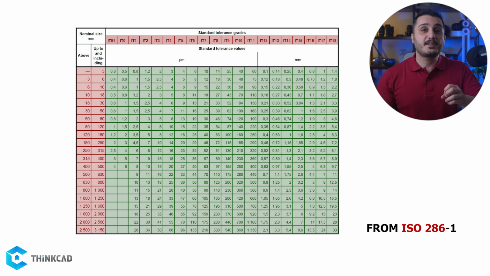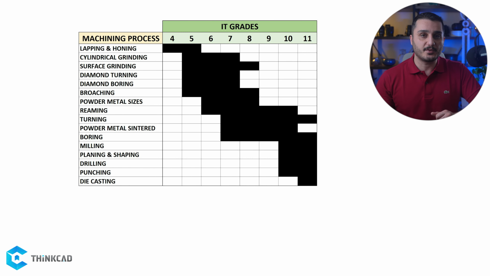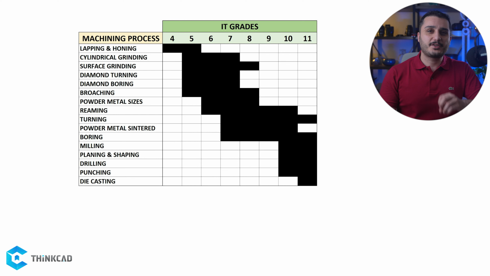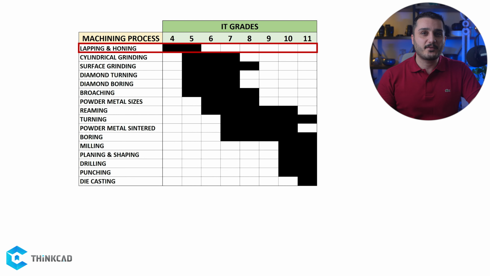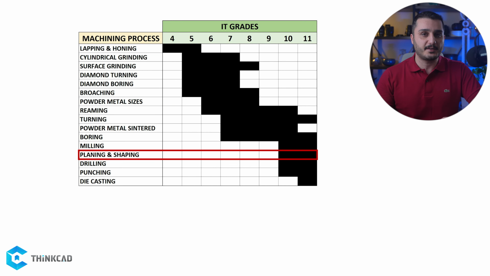This way, everything is with relation to the size of our feature, which is how it should be. Let me also mention something important about tolerance grades. Every machining process is capable of providing a specific range of IT grades. If you look at this table, you see what I mean. As you can see, lapping and honing provide us with the tightest IT grades, and as you go down the table, you get to less accurate machining methods.